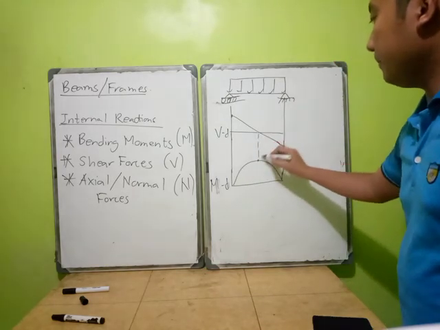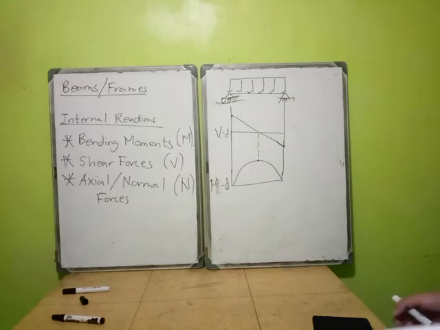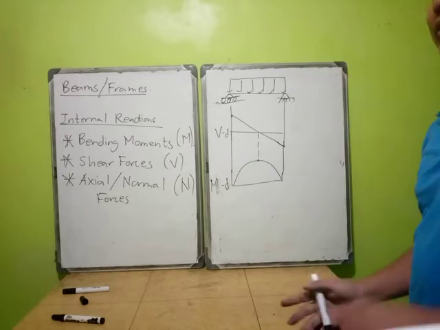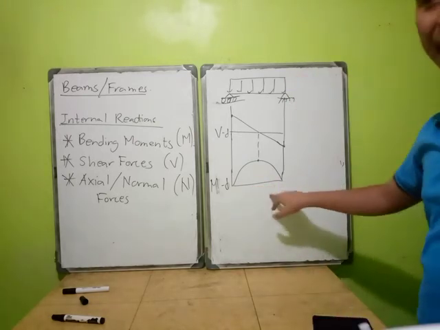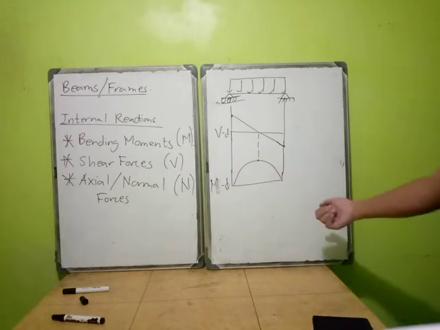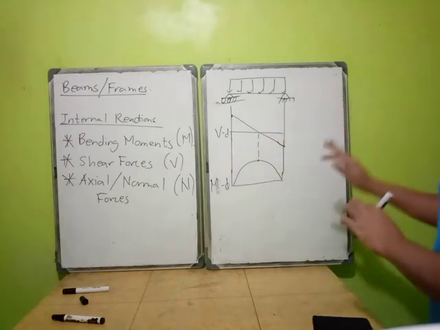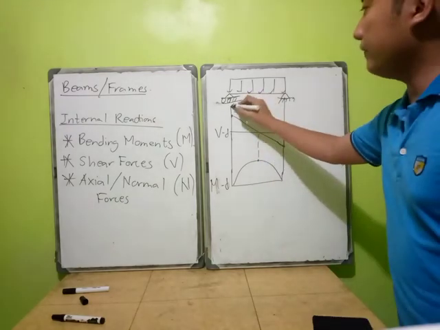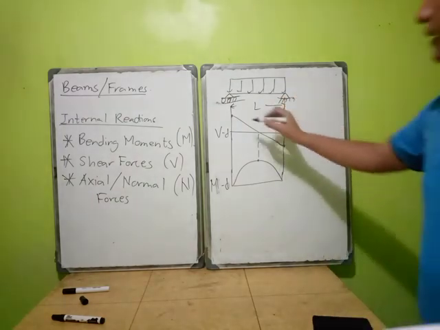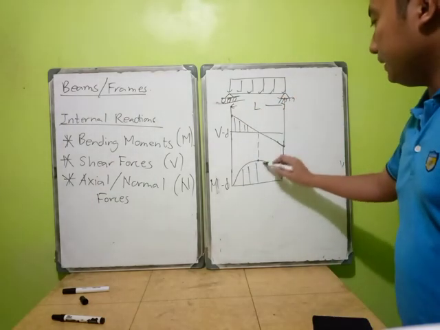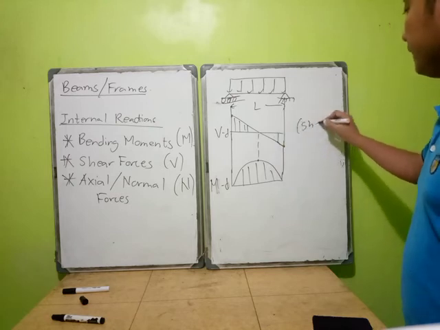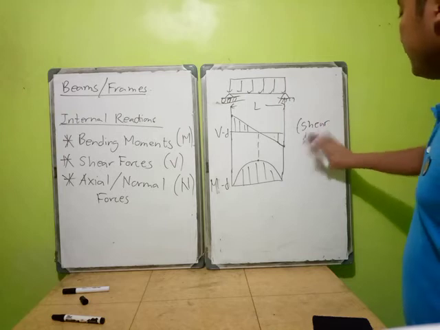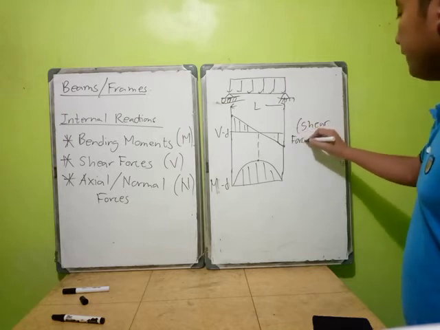Into which, yung M-max niya is nasa gitna kapag simply supported. Otherwise, pwede rin na yung maximum moment niya is nasa ibang location. Pwede nasa supports or somewhere in between. Okay, so it can be left support, right support, or in between yung maximum. But for a simply supported beam, yung M-max niya is nandito sa L/2, or if this is the length. So this is shear force. Okay, this is shear force diagram.